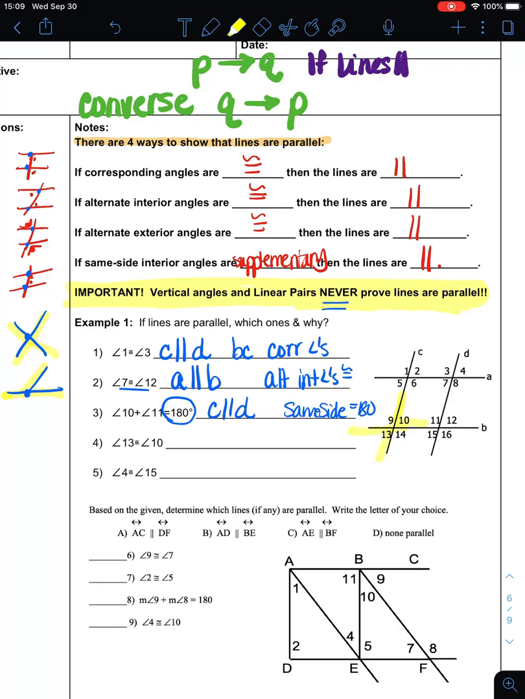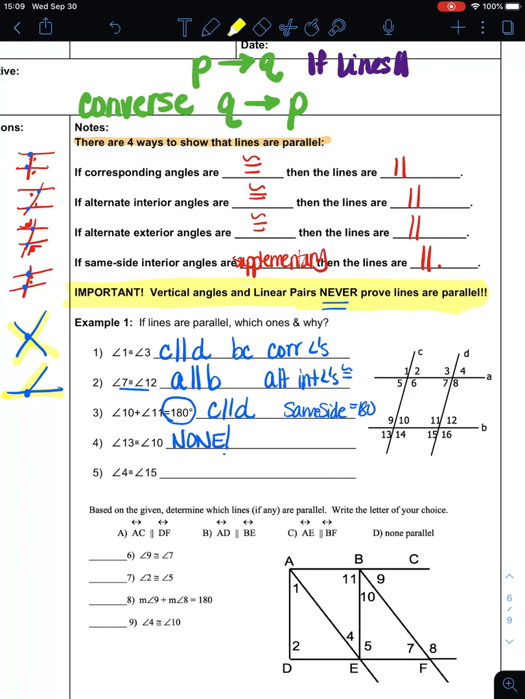So 13 and 10, here's angle 10 and here's angle 13. I look at those and they are not corresponding, they're not alternate interior, they're not alternate exterior, and they're not same side interior. Notice that those 2 angles share that one vertex. Those are vertical angles, and vertical angles never prove that lines are parallel. So I cannot say, based on this given information, that any lines are parallel because vertical angles do not prove that lines are parallel. That's important.